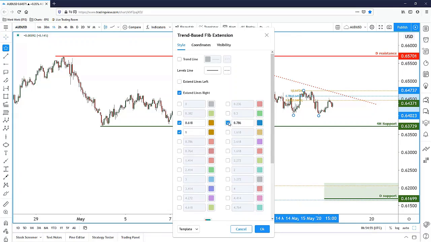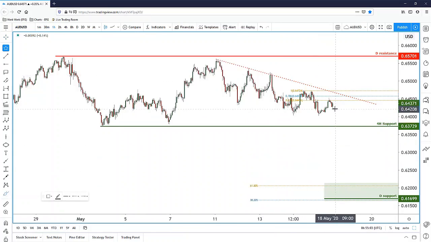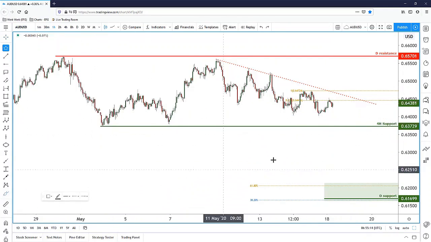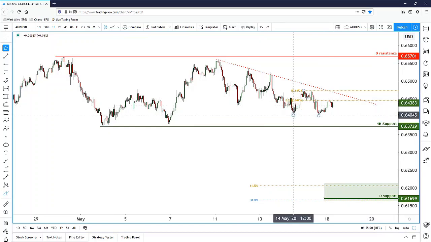Now, why I'm looking at a 78.6 is because I'm actually expecting price to make a push up towards this area here, where price meets the trend line and the Fibonacci ratio, right? Of course, if you are a bit more risk loving and you like to enter quicker, we can have an entry at the 61.8 level. Now, this is an extension.